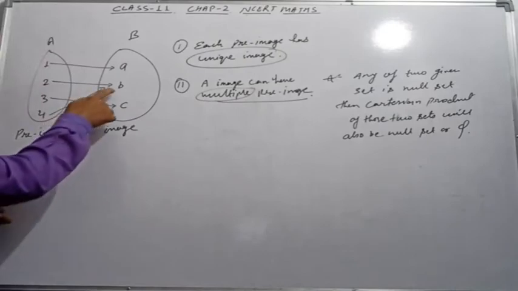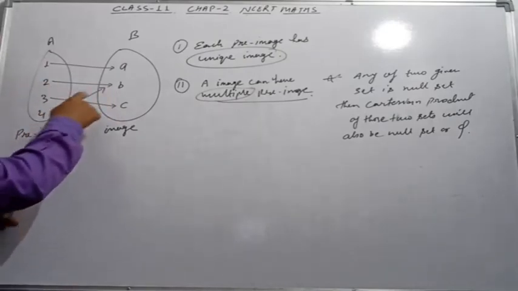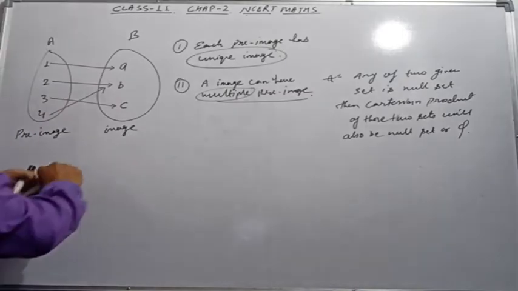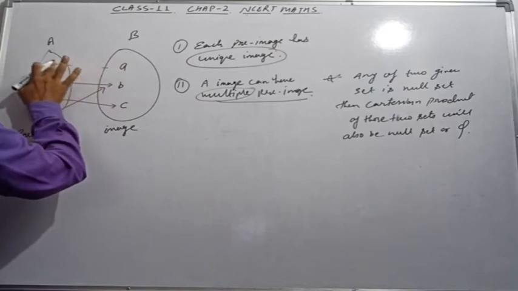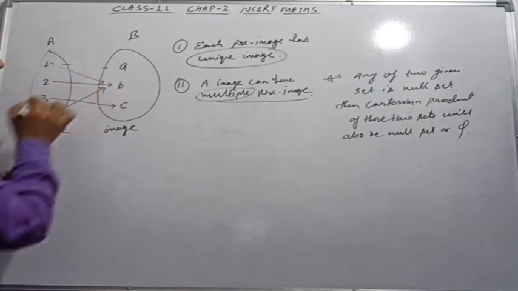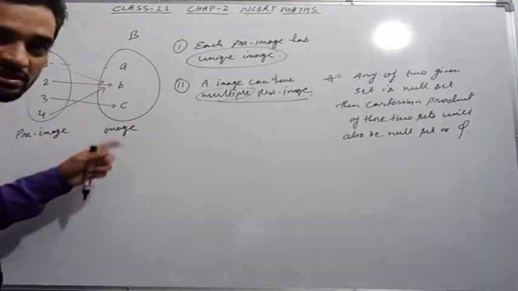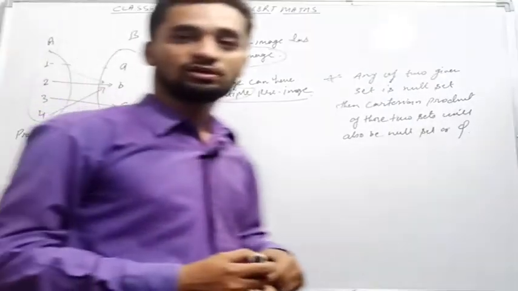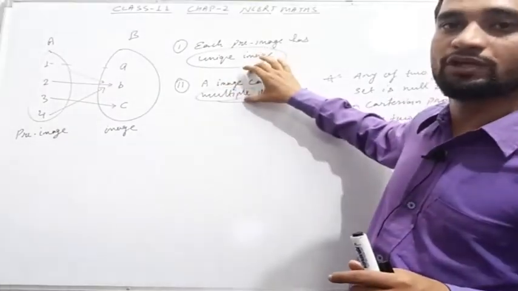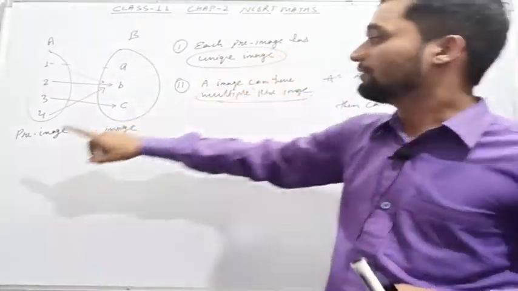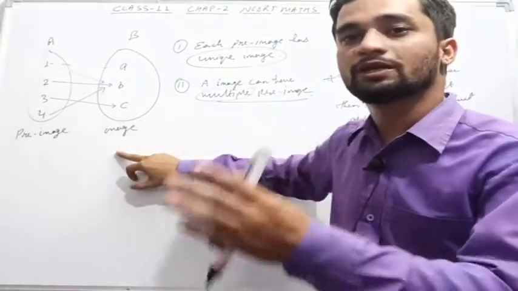Like here, B के कितने प्री इमेज हैं? 2. 2 भी है और 4 भी है. अगर मैं चाहूँ तो B को, इस 1 को A के साथ ना करके यहाँ कर सकता हूँ मैं. So this is also true. So make sure these 2 points are very very important for relation. One pre-image, one image; one image, multiple pre-images.